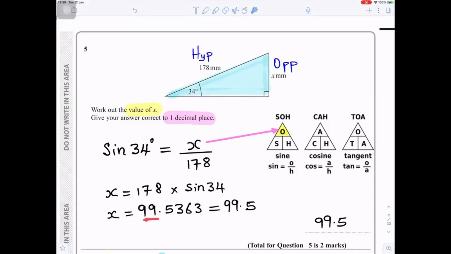It will give you 99.5363. You round it to 1 decimal place. Put a line after the 1 decimal place. 3 is less than 5. So it stays 99.5 to 1 decimal place. Don't forget in exam to give your answer to 1 decimal place.